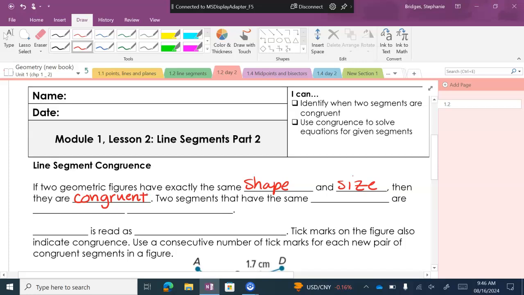Okay, if they have to be exactly the same shape and the same size, could a line and an angle be congruent? No, a line and an angle are not the same. They're not the same shape. Two segments that have the same measure, which means length, are what we call congruent segments. They have to be exactly the same size and exactly the same shape in order to be congruent.